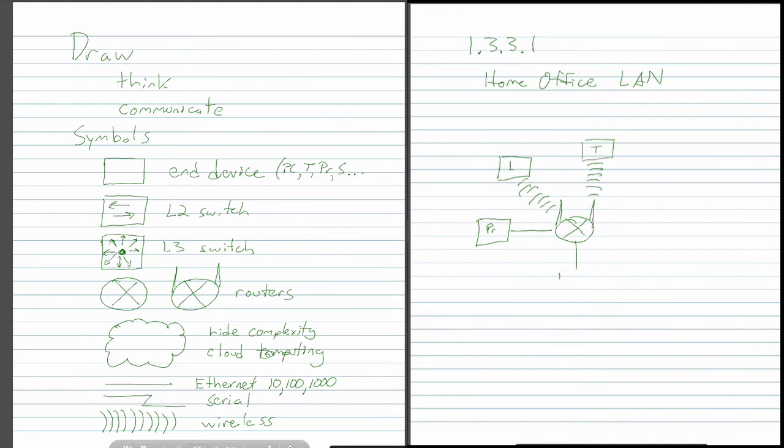It's connected by Ethernet to a modem, and there's some sort of serial connection, which is the lightning bolt, connected to a cloud, which represents the ISP and other complexity we don't want to get into right now. So that's our hand-drawn local area network, a great way to think about how your network is working and also to communicate it to others.